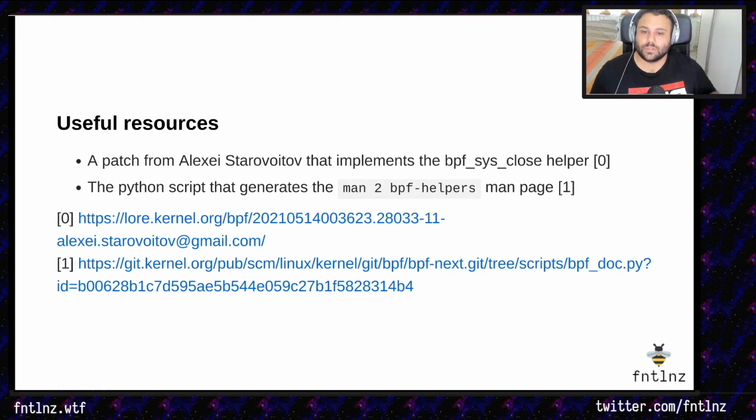And useful resources, I just tried to find a patch in the kernel that implements a helper. The latest one is from Alexei, the bpf_sys_close helper. The link is there if you want to take a look. It's very easy to follow and implement another one of your own. The Python script that generates the man 2 bpf-helpers page is also very useful for understanding how the documentation is generated out of the helper that you wrote.